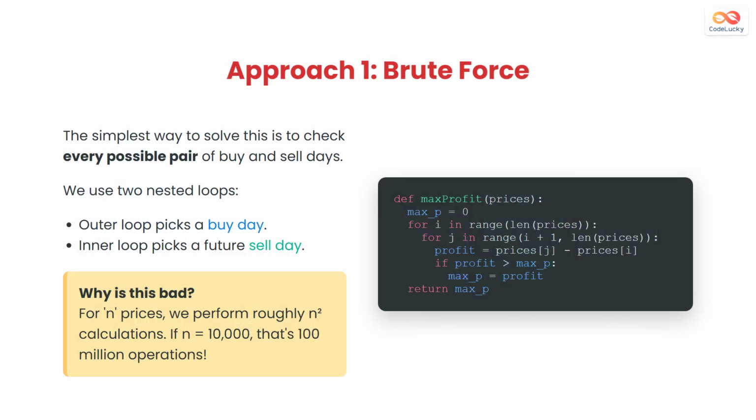The most intuitive way to start is the brute force approach. We simply compare every possible pair of buy and sell days. We use a nested loop where the outer loop picks a buy day and the inner loop checks every subsequent day for a potential sell price.